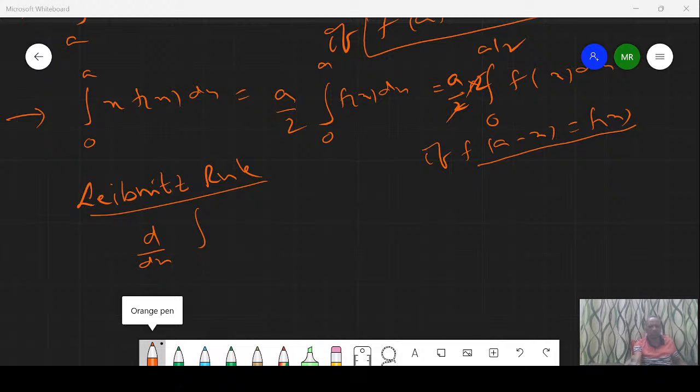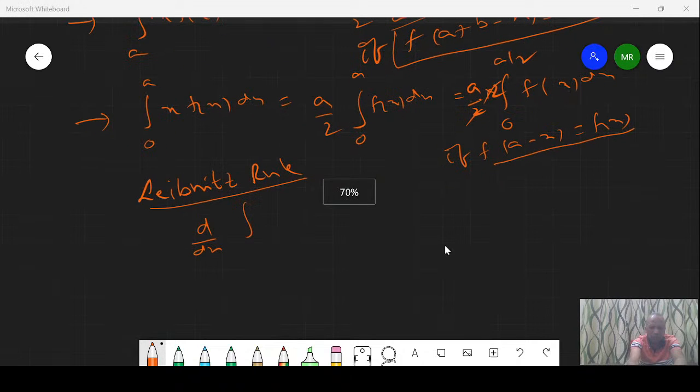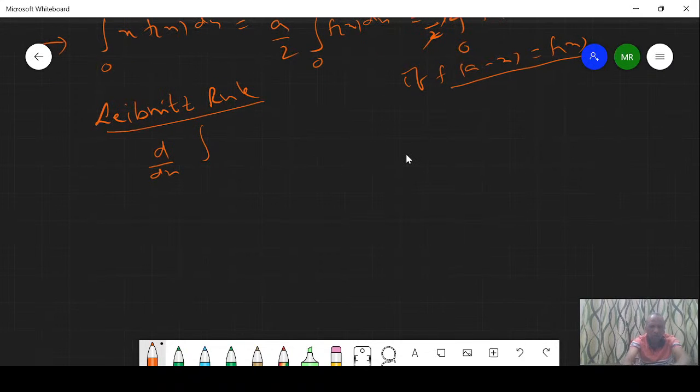The function is like this: d by dx of the integral. When you are finding d by dx of an integral, if they write limits u of x and v of x, with the function f of t dt, that is, d by dx of the integral from u of x to v of x of f of t dt.